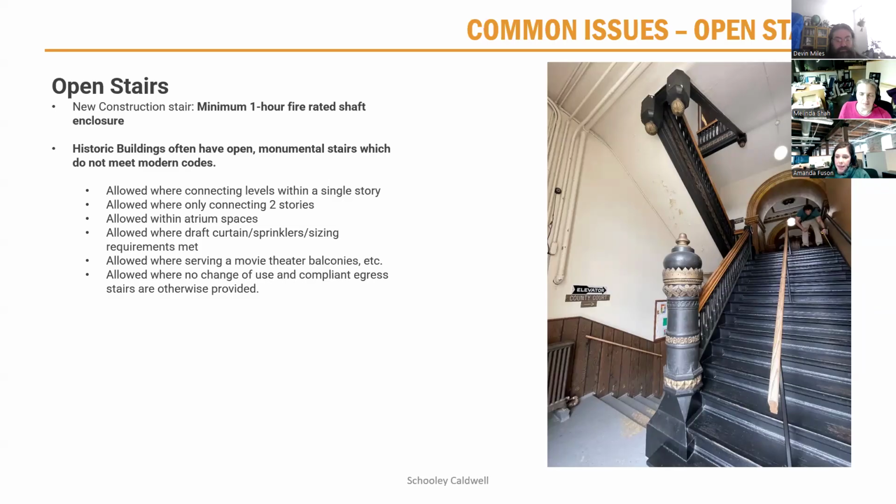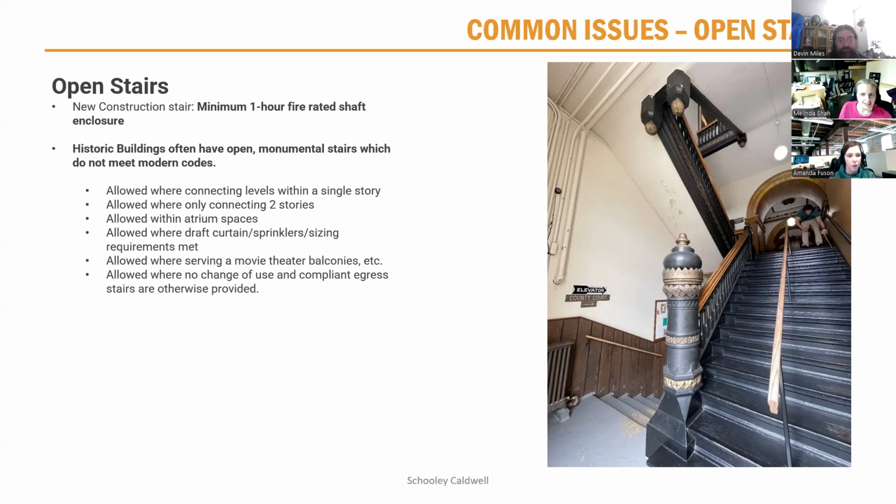So the example on the right is actually from Perry County Courthouse, and it has this beautiful historic stair connecting multiple floors, more than 2 floors. And in this renovation, we were not changing the use of the building. It was a courthouse. It's going to remain a courthouse. It has assembly space mixed with office, but because we provided an additional compliant enclosed egress stair, we were allowed to keep and restore this beautiful stair.